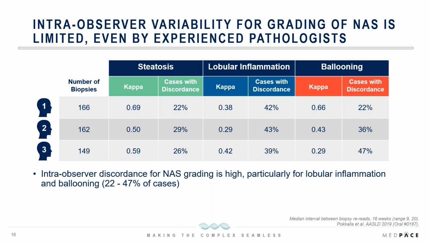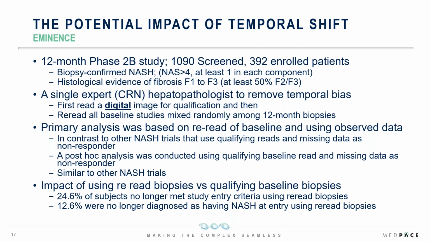Around the same time, as we move to the next slide, I believe we were at the NAShtag meeting in January with Dr. Harrison, who presented the results from the Eminence study. One of the things that came up at that point was the fact that they were using a reading paradigm where slides were read in the beginning to determine eligibility, and then they were reread at the end to look at change over time, looking at them at the same time so that we could try to eliminate the concept of temporal drift. About 25% of the patients, when they were reread, didn't meet the eligibility criteria.